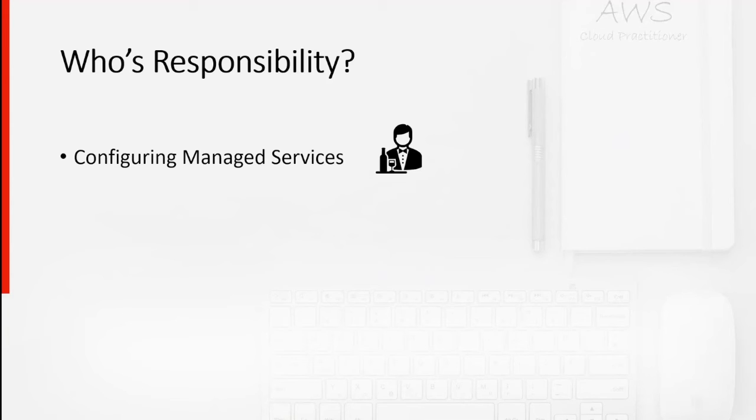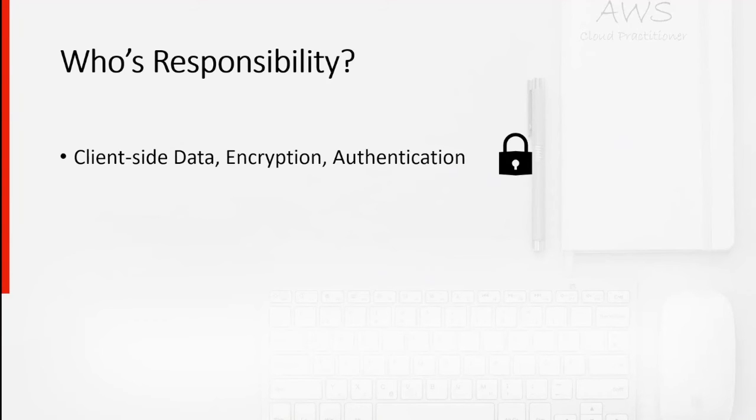Whose responsibility? Configuring, manage services. AWS. So AWS is responsible for their services they provide. So they manage different services within their platform and they're responsible for them. Whose responsibility for client-side data, encryption, and authentication? The customer. So the customer is responsible for their own client-side data, encryption, and authentication.